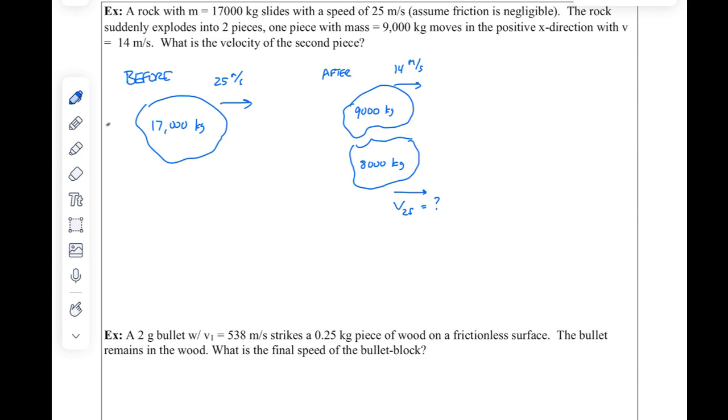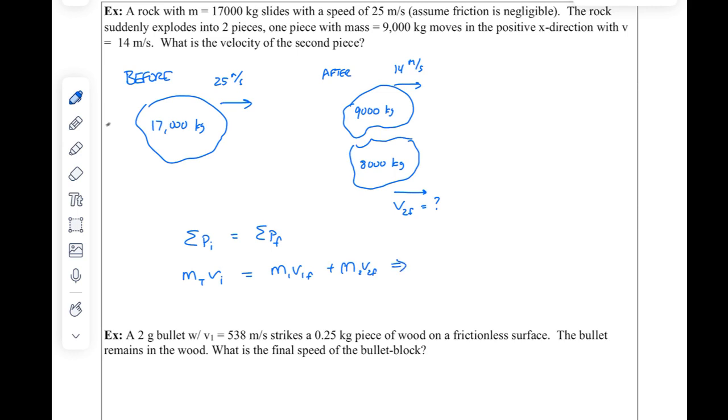All right. So conservation of momentum says that my before momentum has to equal my after momentum. So if I think about my total initial momentum, that has to equal my total final momentum. The only thing I have moving before is this 17,000 piece. So it's my total mass times the initial velocity. That's my initial momentum over here on this side. And then afterwards, I have mass 1 V1 final and mass 2 V2 final.